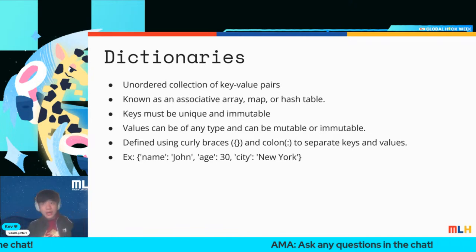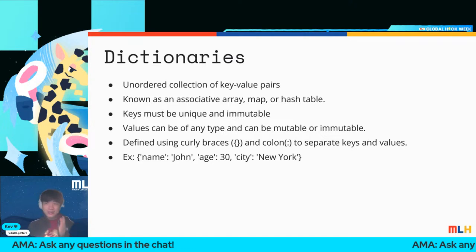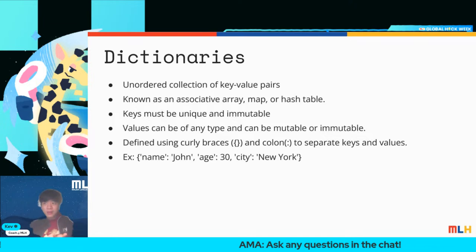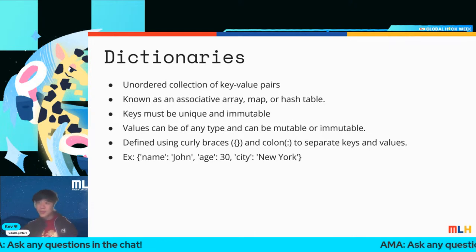But yeah, so dictionaries are key value pairs, and they're generally defined using curly braces. But if you use only curly braces, you're defining a set. So you would use curly braces with commas that separate key value pairs. For example, you can see we have an example of a dictionary. This is maybe someone's identity.